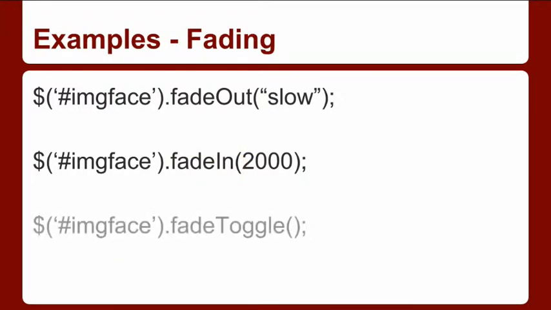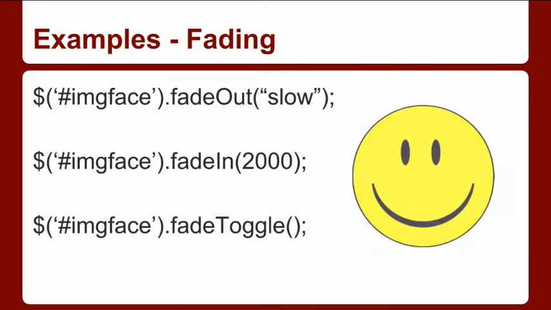There's also fade toggle, and you can also leave this blank and it'll just do a default speed. Fade toggle will basically take the state of the image and put it in its other state. So if it's already been faded in, it'll fade it out. If it's been faded out, it'll fade in. Here's a simulation of what that would look like. There's the happy face fading in. Now this is a slideshow, but you can actually get that effect to happen right on your web page using these animation commands.